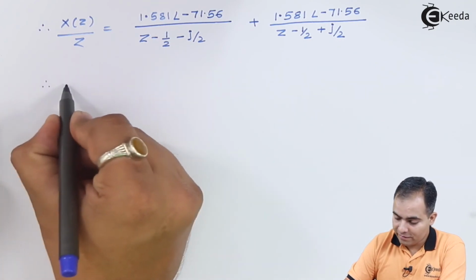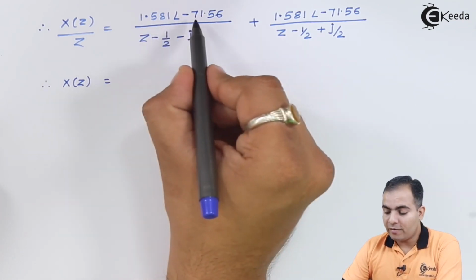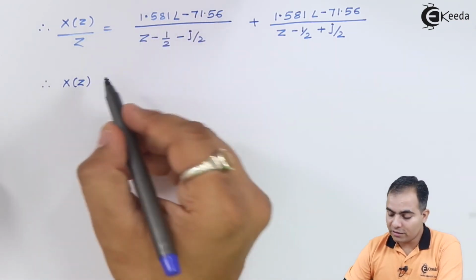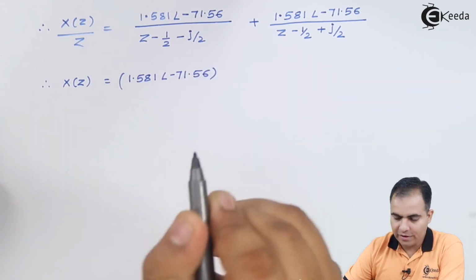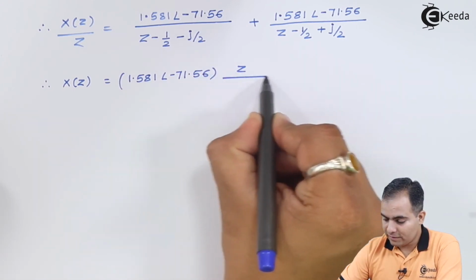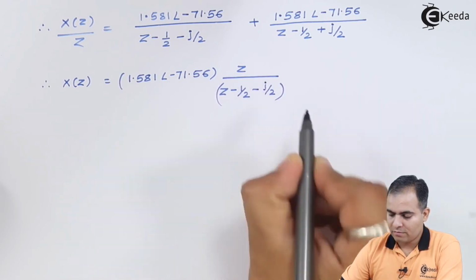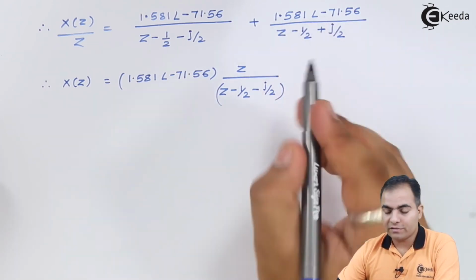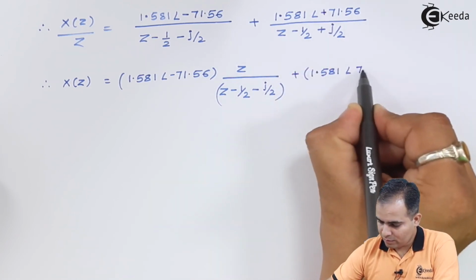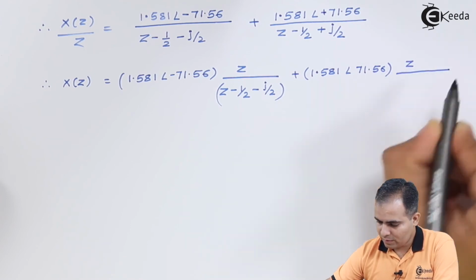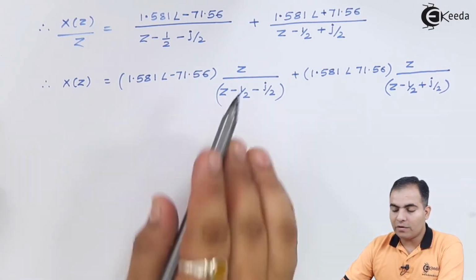So what you will get? 1.581 at an angle minus 71.56. This whole value is a constant, so I'll write it over here, and then I'll write z. This value. Next, I'll do the same thing with the next one also. Now we can apply the inverse Z transform on this function.